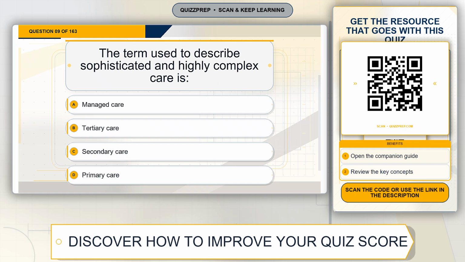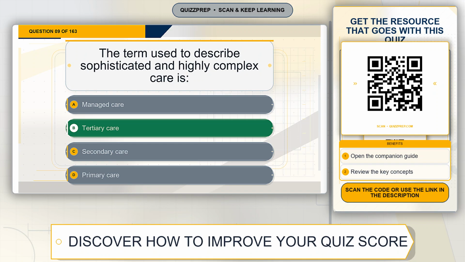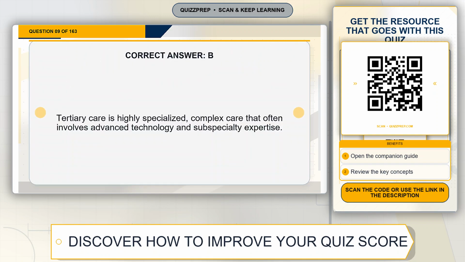Question 9. The term used to describe sophisticated and highly complex care is: Option A, managed care. Option B, tertiary care. Option C, secondary care. Option D, primary care. The correct answer is option B, tertiary care. Explanation. Tertiary care is highly specialized, complex care that often involves advanced technology and subspecialty expertise.